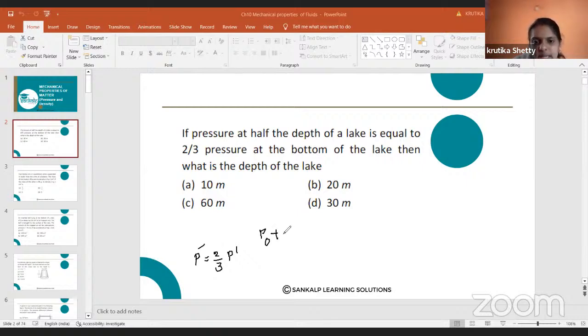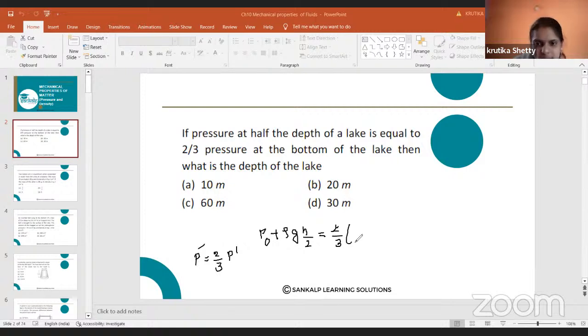So rho GH. Here H, I'll consider it as H by 2, right? Because look at what is given: if pressure at half of the depth of a lake is equal to 2/3 of the pressure. If the height of the full lake is h, half of the depth will be h by 2, right?